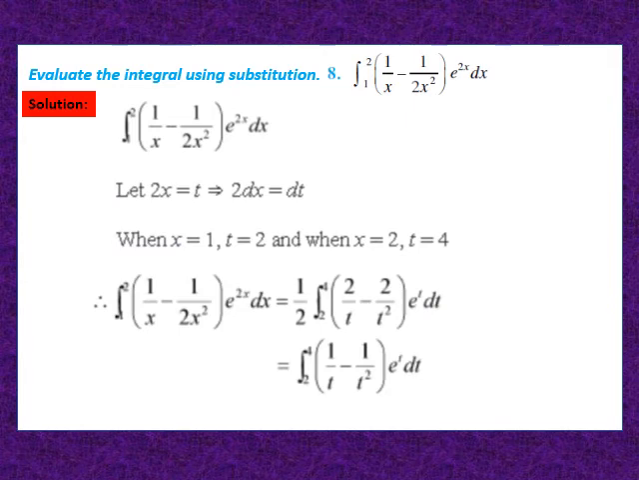Next is question number 8. Evaluate the integral using substitution, which is integral 1 to 2 of (1 upon x minus 1 upon 2x²) e power 2x dx. So if we put 2x equals t, we get 2 dx equals dt. If x equals 1, t is equal to 2, and x equals 2, t is equal to 4. So making these substitutions, we get the integral 1 to 2 of (1 upon x minus 1 upon 2x²) e power 2x dx equals 1 upon 2 integral 2 to 4 of (2 upon t minus 2 upon t²) e power t dt. So taking 2 common, we get integral 2 to 4 of (1 upon t minus 1 upon t²) e power t dt.